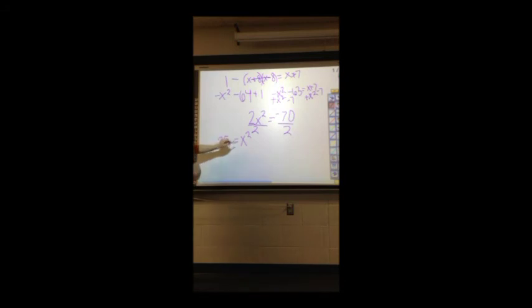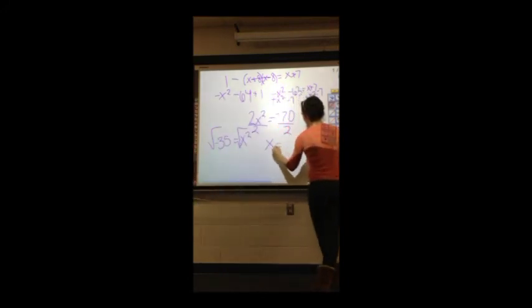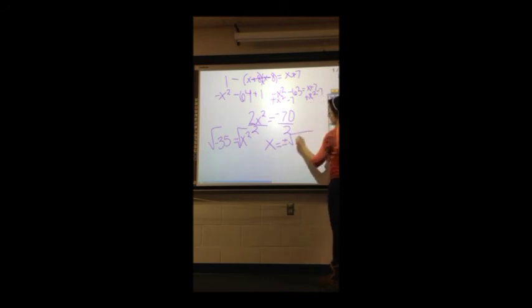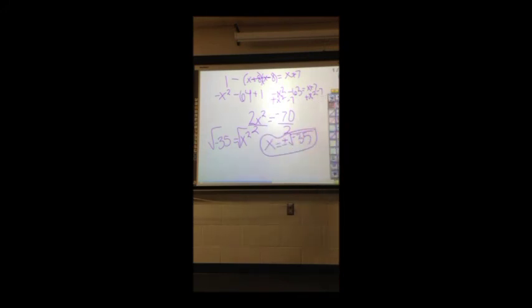And then from here, you're just going to square root both sides to get rid of that square. So then x is going to equal plus or minus square root of negative 35. And there's your answer. You can plug it back in at the top to see if it works out. And that's how you simplify a rational problem.